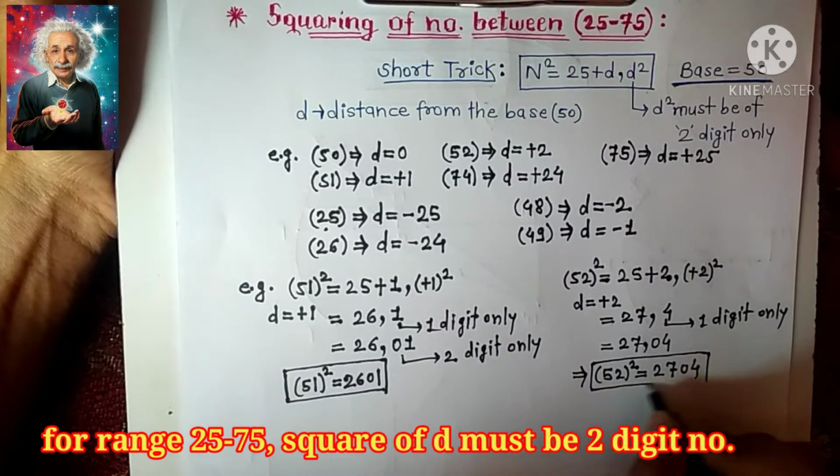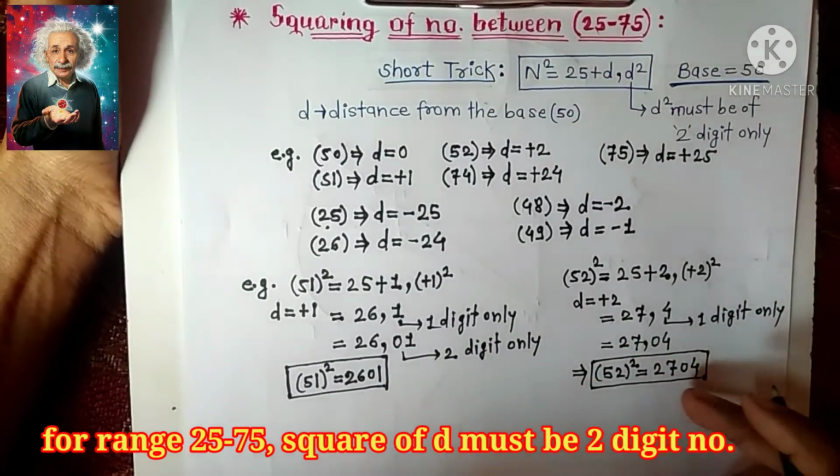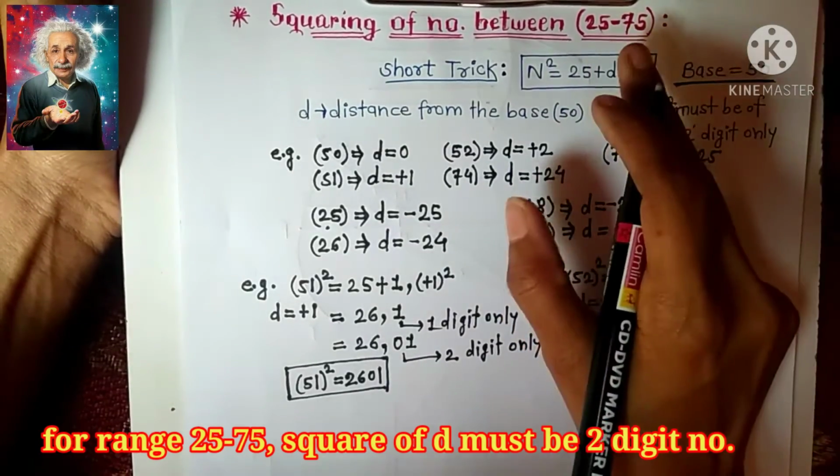You can check this answer using a calculator and you will get these answers only. So this is the short trick to find the squares between 25 to 75.